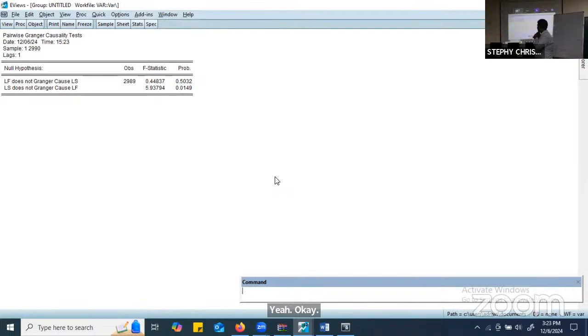Tell me now. Look at this result, the first one. What is the null? F does not Granger cause LS. Is the F statistic significant? Look at the probability value. No, so I will go with the null. Since the p-value is not small, I go with the null that F does not cause LS. Now look at the other way around, the next one. Yes, 5.93. The probability value is less than 0.05, so you are rejecting the null and accepting that LS causes LF.